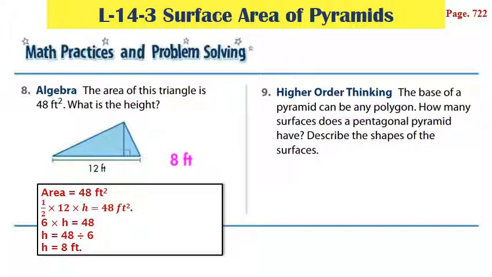Now question number 9, it is a higher order thinking question. Are you ready? Okay. How many surfaces does a pentagonal pyramid have? Describe the shapes of the surfaces. Again. The base of a pyramid can be any polygon. How many surfaces does a pentagonal pyramid have? Describe the shapes of the surfaces. Very good. A pentagonal pyramid has 5 triangular faces and one pentagonal base.